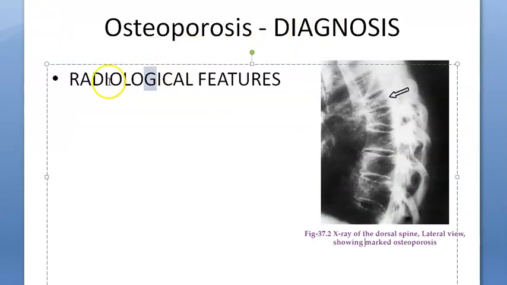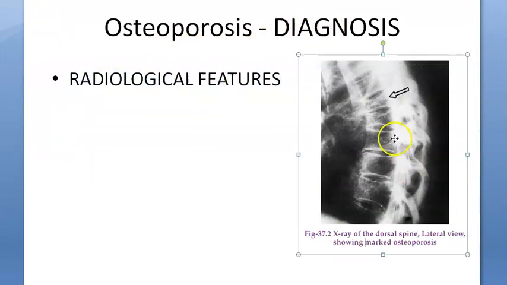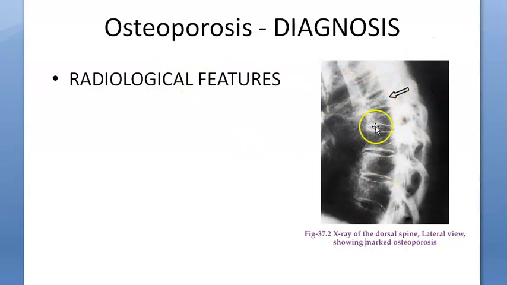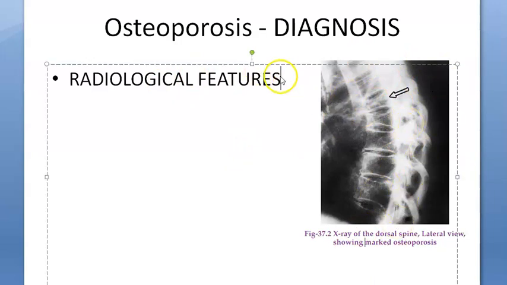Investigations. Radiological features, what will you see? Decreased bone mass. Yes, decreased bone mass. But it will not be very apparent. After about 30% of loss only, you can come to know. Then loss of vertical height of vertebra due to collapse. Vertical height of vertebra is lost. You can see that it is bending, right? Kyphosis. Codfish appearance. So these are some appearances that you will have to tell.